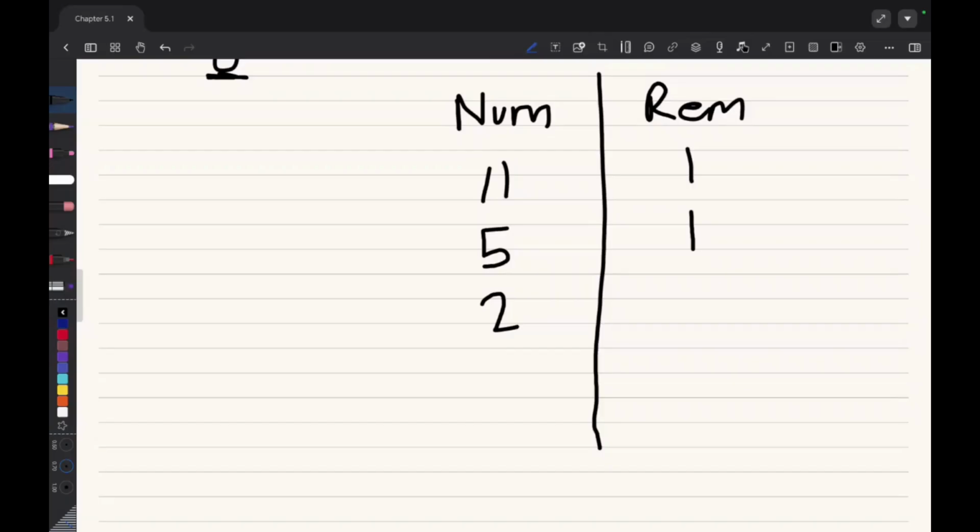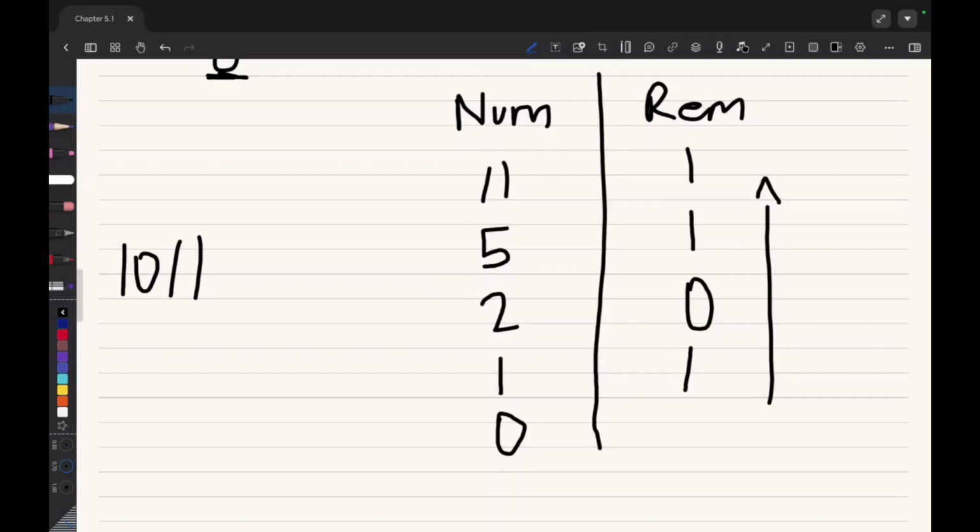And then what's 2 divided by 2? It's 1, remainder 0. And what's 1 divided by 2? It's going to go 0 times, remainder 1. Okay, now when you convert again, it's from bottom to up. Now you're going to have the binary representation of 1011. And we did start with 1011 up there, right?